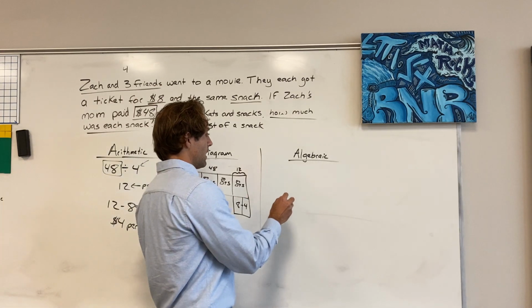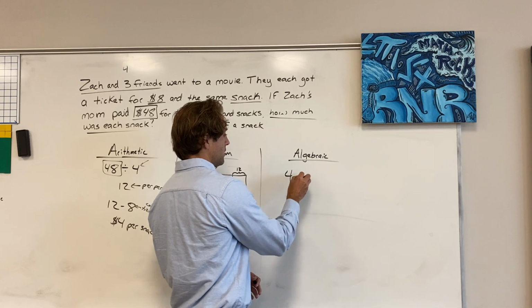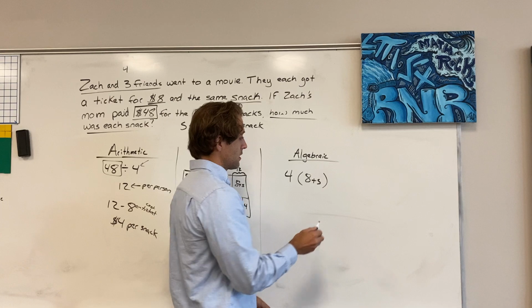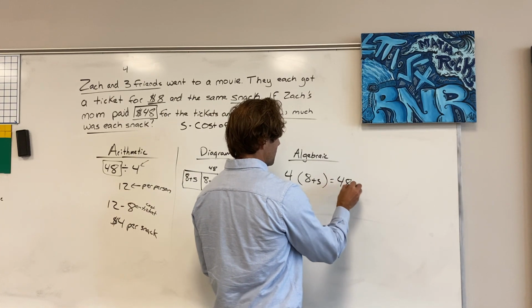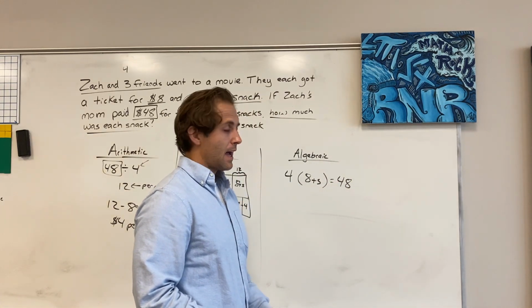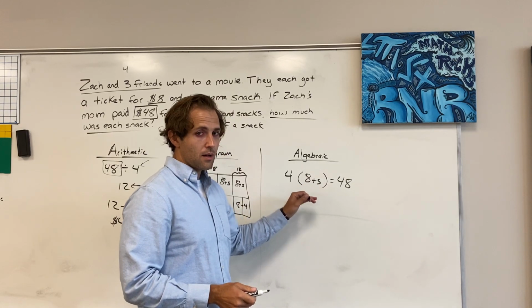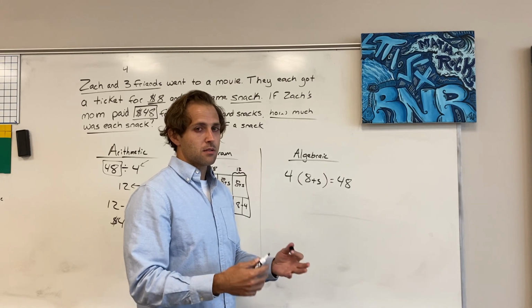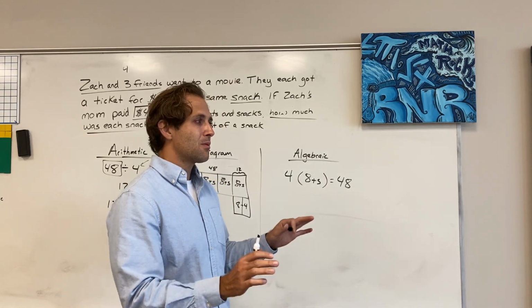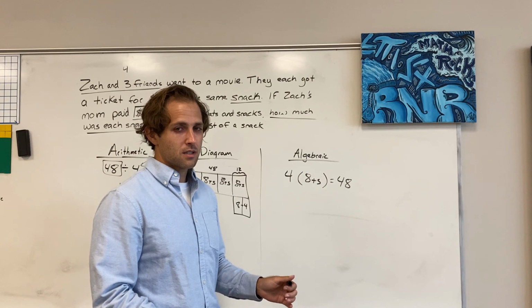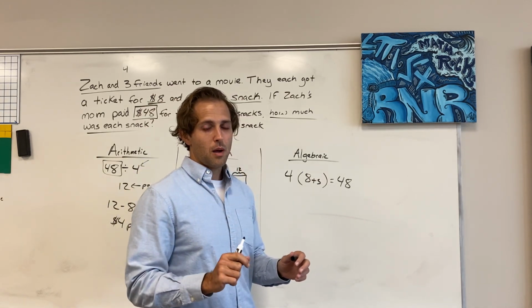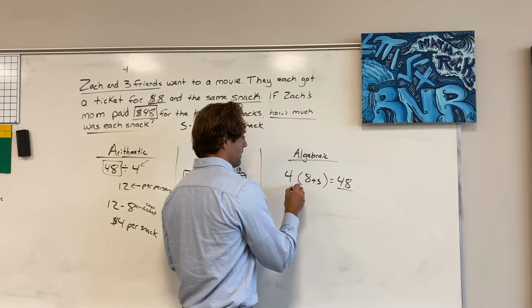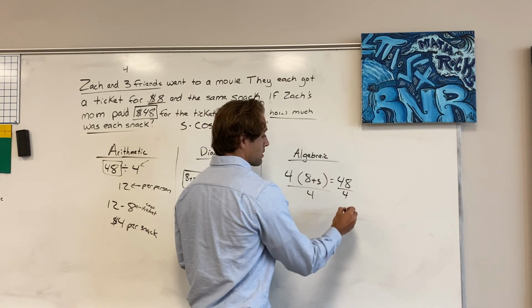Algebraically, what would that look like? Well, 4 people, each of them cost $8 plus the price of a snack, is equal to $48. Well, I could distribute. That was kind of our strategy the last time. 4 times 8, that tells me the amount of money that I spend on tickets. I don't want to do that. I don't want to know the total cost of tickets. I want to know the cost of one person. So I'm going to take my total and I'm going to divide it by 4 because there were 4 people.